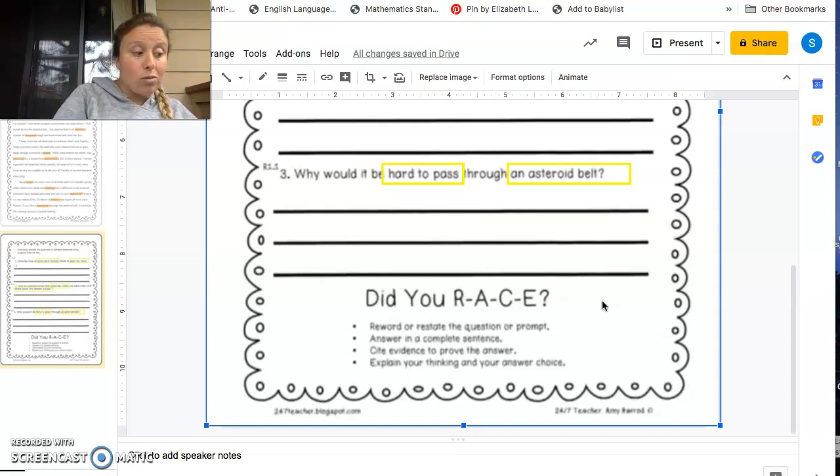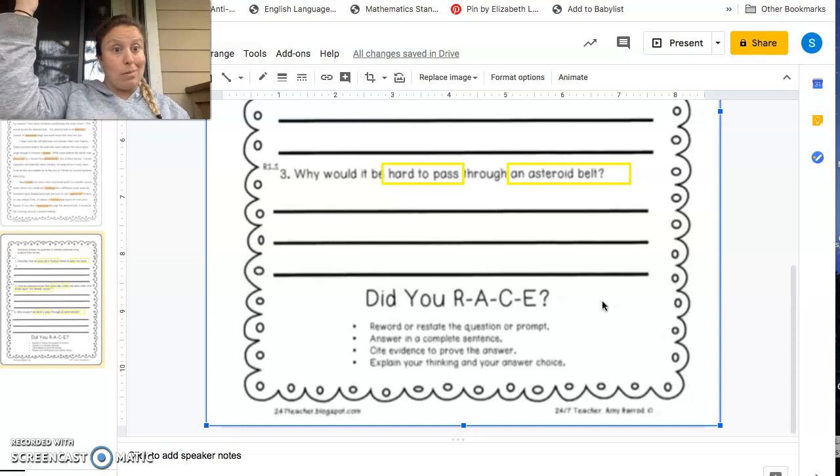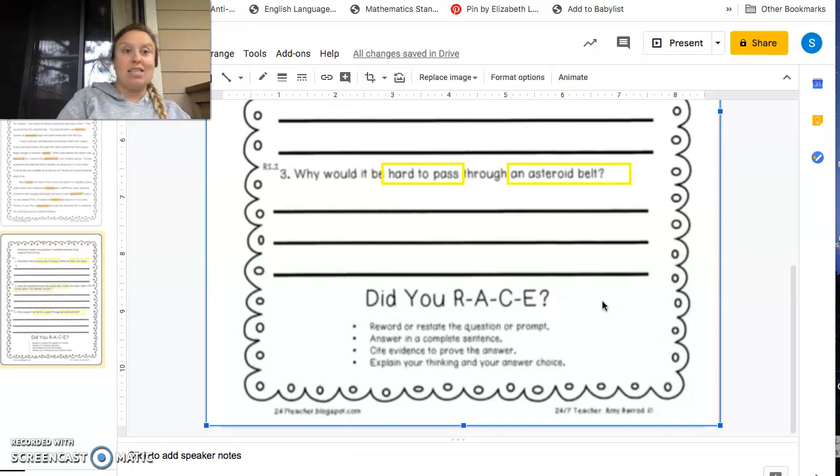I need to find where the author wrote that, or the scientist or whomever, and I need to make sure that I'm coming directly from the text. I can't just pull it out of my head, okay? And then E, for the end of RACE, we have explain your thinking and your answer choice. So that means that I can't just write, asteroid belts are hard to pass through, period. I need to say why. So I need to look in the text and find why. And make sure that if someone asked me, did you explain why it's hard to pass through? I could say, yes, this is the answer and this is where I found it.